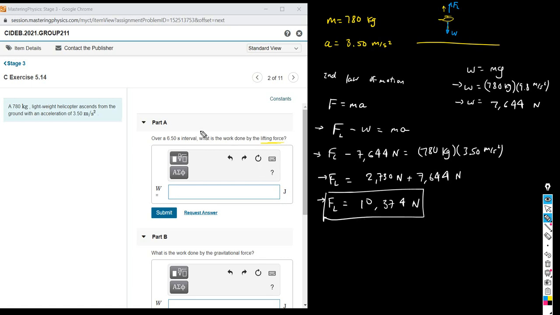Okay, and the question is this: over a 6.5 seconds interval, what is going to be the work done by the lifting force? If I want to calculate the work done by the lifting force, I need to know the lifting force, the displacement of the helicopter over this interval of time, and the cosine of the angle, right? Now it's clear that the lifting force and the displacement of the helicopter, which is also going upwards, are in the same direction. Therefore, the cosine of theta is going to be the same as this.